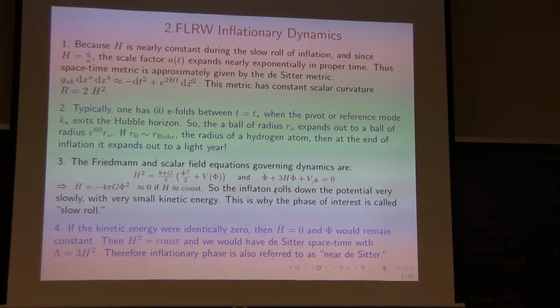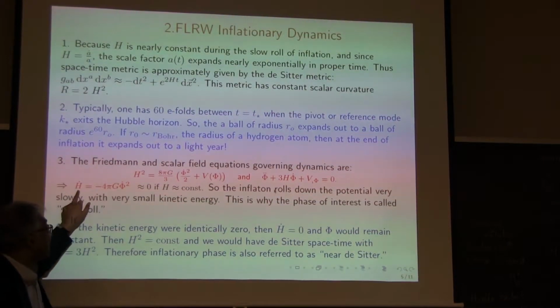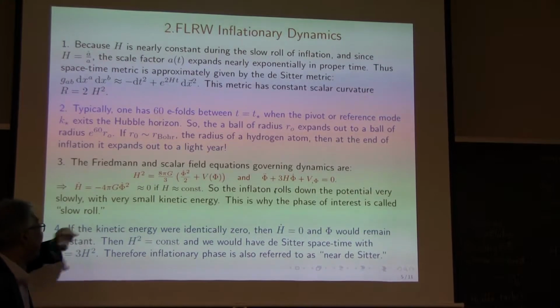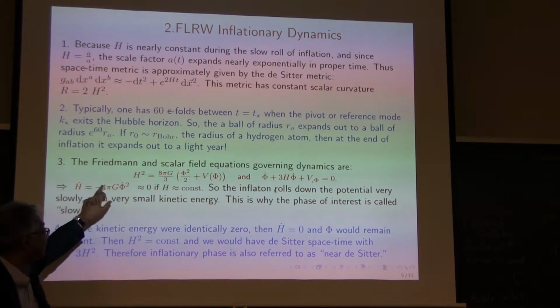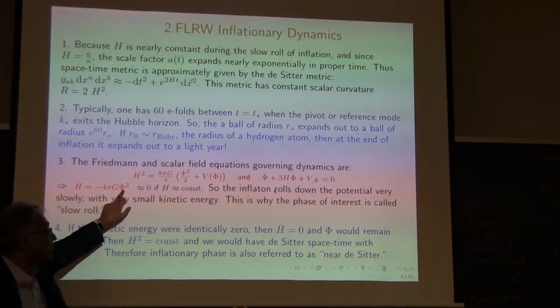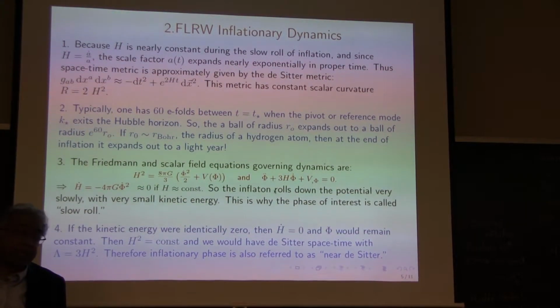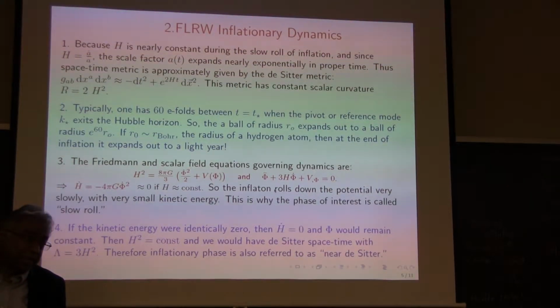So these two equations imply that H dot is about minus 4 pi times G times phi dot squared. So H dot is nearly constant if and only if phi dot is nearly constant, right? And phi dot is nearly constant. So the statement is that the kinetic energy is not changing much. That means that the scalar field is rolling down the potential very, very slowly.